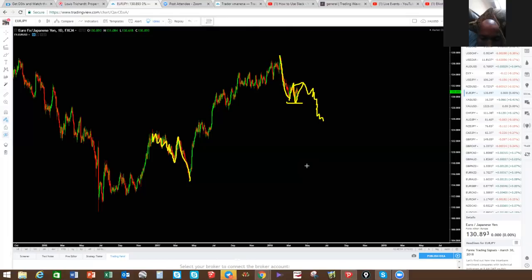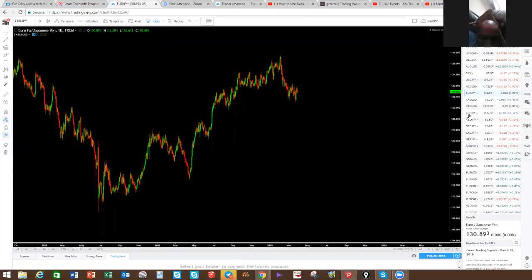Rules, you apply them religiously. Guidelines, you can make your own discretion at some point. Okay, so that's what you're going to be looking for, a retest back here, and then you're going to sell for this move on EURJPY.